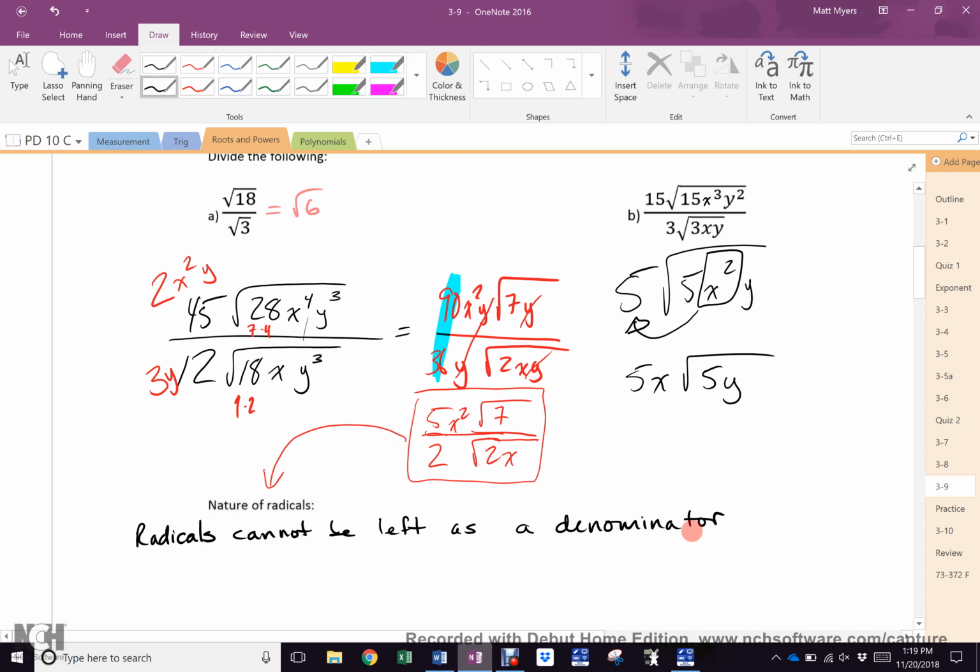This is true. A radical cannot be left as a denominator. That's the fact. I want you to tell me why. Why is this not okay, do you think? I haven't told you. I would like to hear your ideas as to why I cannot leave that. Talk to your neighbor. Go.